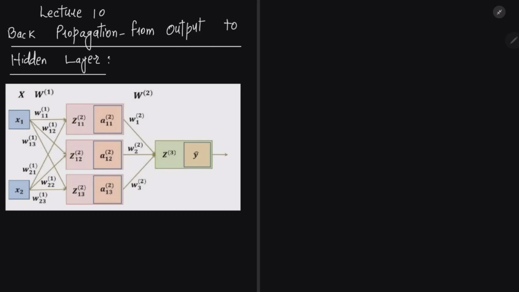In this video, I will talk about the backpropagation from output to the hidden layer. So it means that we will talk about the machine learning solution, y hat, and then I move back by applying the derivatives and then reach the input layer. That is the aim of this video.